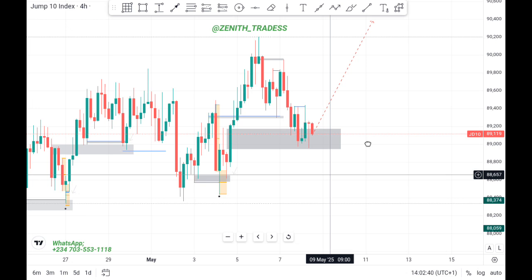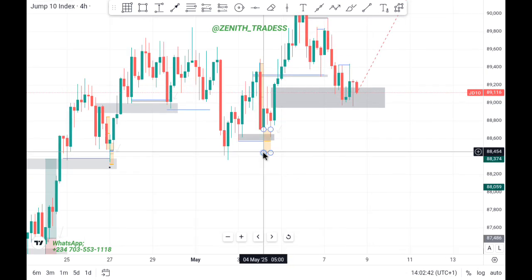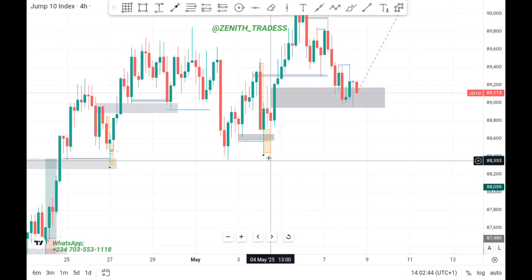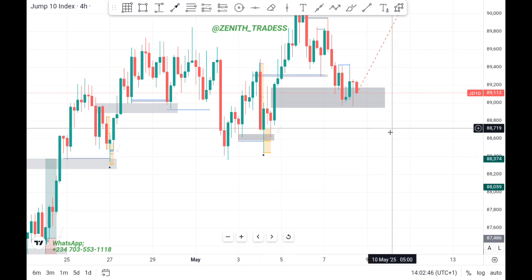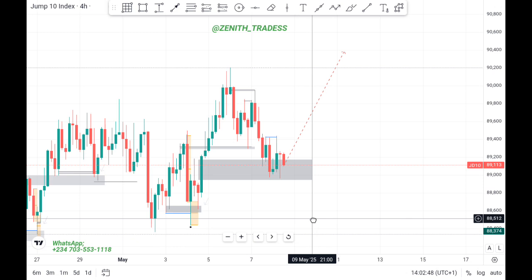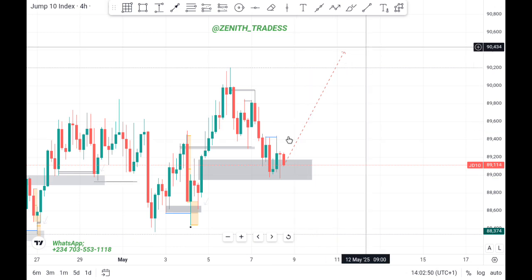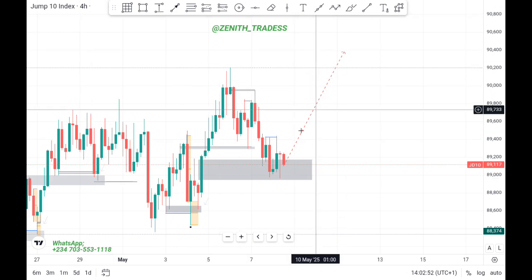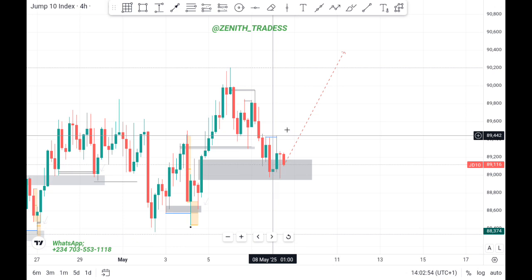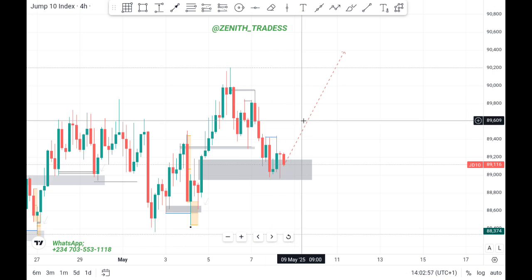For change of character to happen on 4H, it means this last strong low must be invalidated. This last strong low must be invalidated. Hope this video will not be too long. So that's that about jump 10, how you are going to use trailing line, phases, and objective.